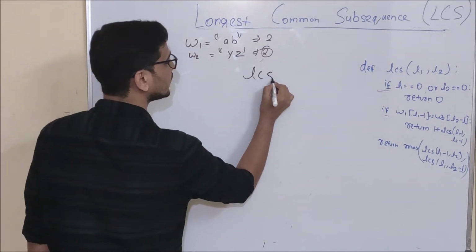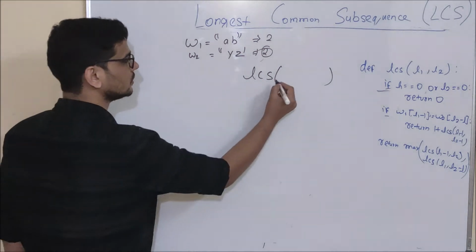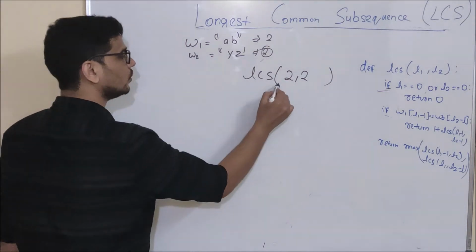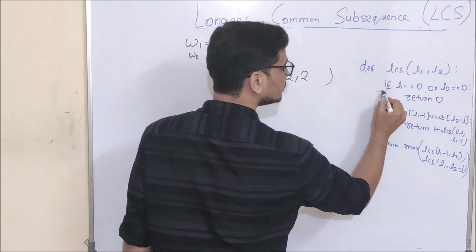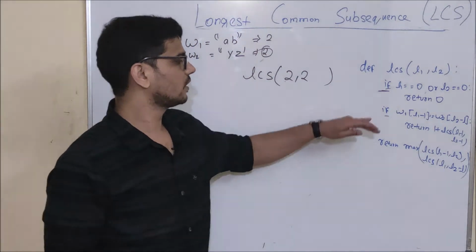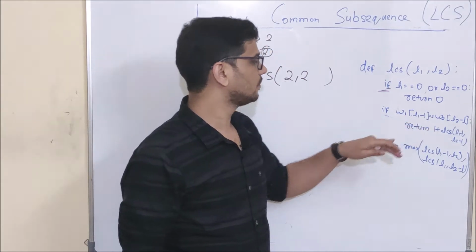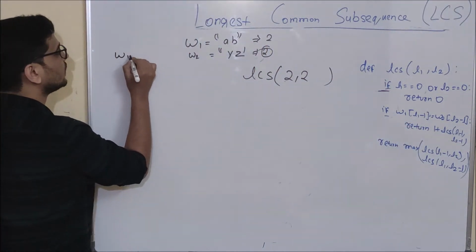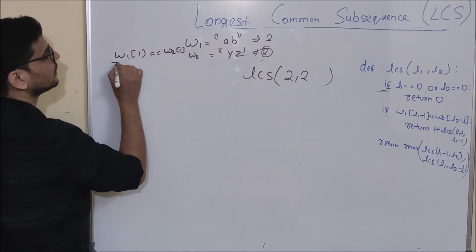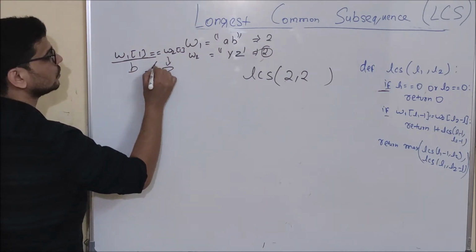Now let's see how this code will execute. I am going to make a call to LCS of length of W1 comma length of W2, that is 2 comma 2. When I call LCS of 2 comma 2, first it will check this condition: neither L1 is 0 nor L2 is 0, so this condition will be false. Now control will come to this particular condition, that is, W1 of L1 minus 1. It will check whether W1 of 1 is equal to W2 of 1 or not. W1 of 1 is B, and W2 of 1 is Z. So it is not equal.